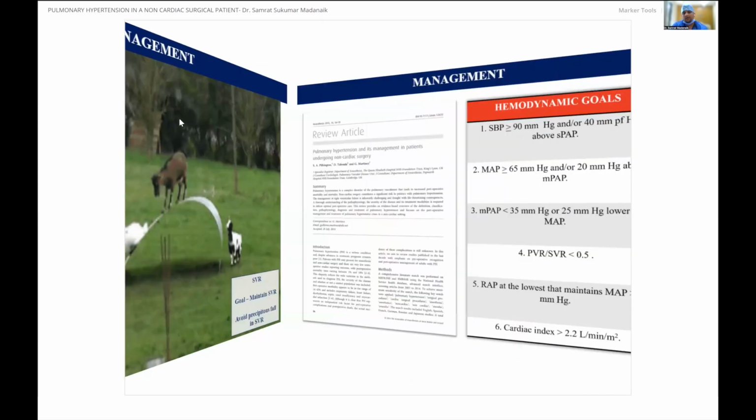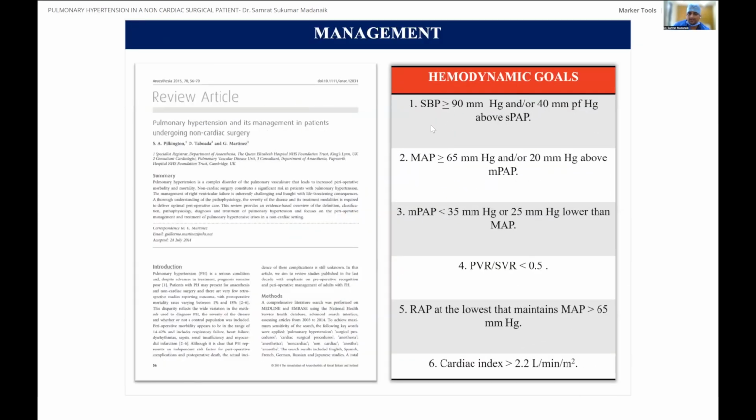So basically, the hemodynamic goals are: systolic blood pressure should be more than 90 mm of Hg and or more than 40 mm of Hg above systolic pulmonary artery pressures. The mean arterial pressure should be more than 65 and or 20 mm of Hg above mean pulmonary artery pressures. The mean pulmonary artery pressure we should try to keep below 35 mm of Hg or 25 mm of Hg lower than mean arterial pressures. The PVR to SVR ratio should be less than 0.5. RAP should be at lowest, and the mean arterial pressure should be more than 65 mm of Hg with that low RAP. And the cardiac index should be maintained preferably above 2.2 liters per minute per meter square.